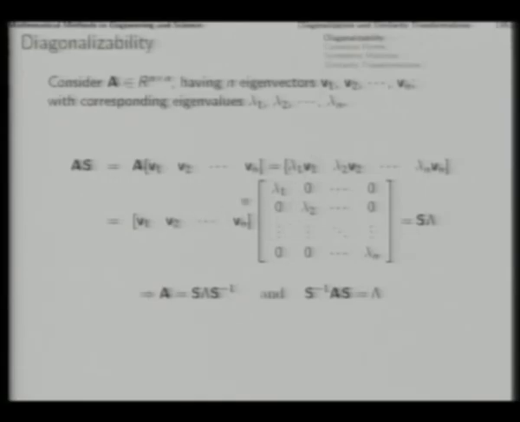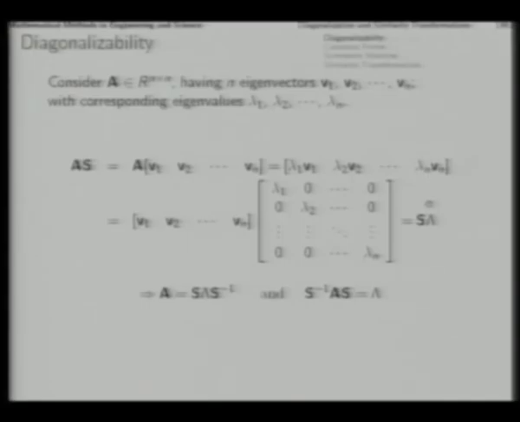Similarly, the second column of this product will be V1 into 0 plus V2 into lambda 2, plus V3 into 0, and so on. That means the second column is also same. Similarly, we will find that all the columns till the nth column will be found identical to this. And this diagonal matrix with the eigenvalues of A sitting in the diagonal positions, we will call as lambda. And then this gives us S into lambda. That means we have got AS equal to S lambda.